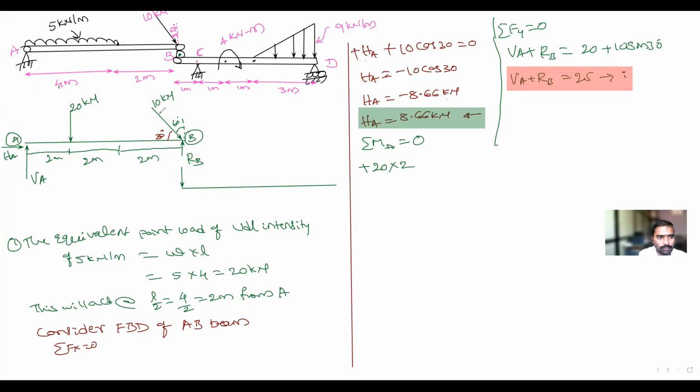Next, up to the B point. What are the forces at the B point? The 10 kilonewton has two components, an X component and a Y component, correct? The line of action of the X component is along A, so is it producing any moment? No. Then coming to the Y component, which is moving downward. Is it producing clockwise or anti-clockwise moment? Clockwise. Plus 10 sin 30.